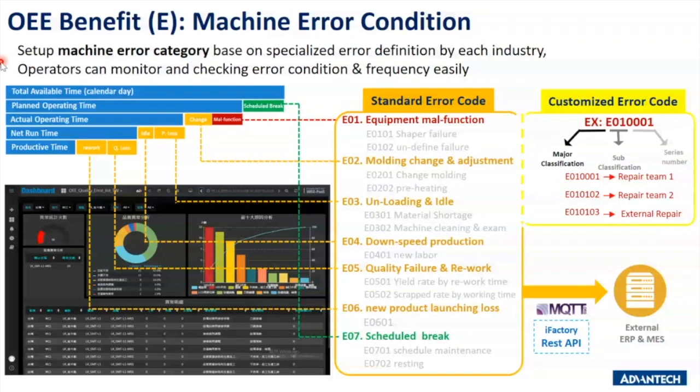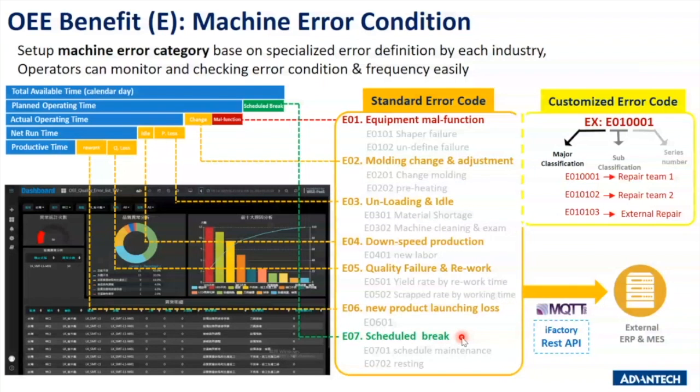So for the standard error code here, you can have a few definitions, okay? Things like equipment malfunction, mode change and adjustment, loading and idle, down-speed production, quality failure and rework, new production launch and loss, and some schedule breaks.